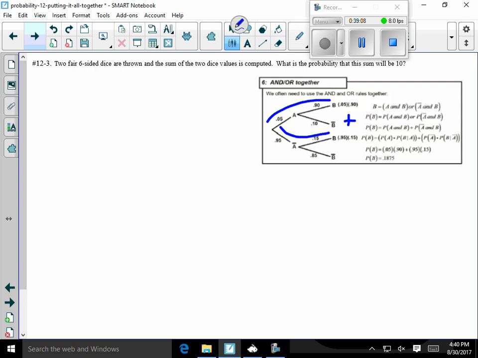So what would have to happen here? Maybe I could list, if I'm talking about individual dice throws, I could get a 6 the first time and then a 4 the second time, right? Or I could get a 5 the first time and a 5 the second time, or I could get a 4 the first time and a 6 the second time, because those are really the only ways that I can get a sum of 10.